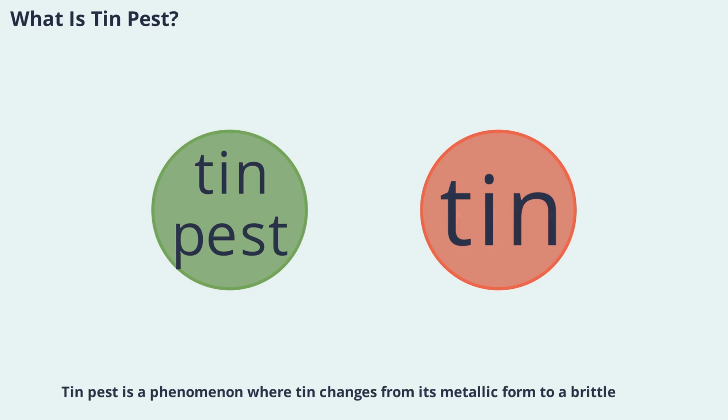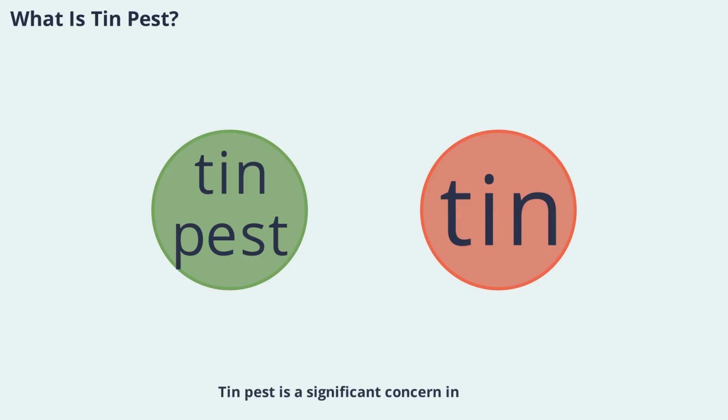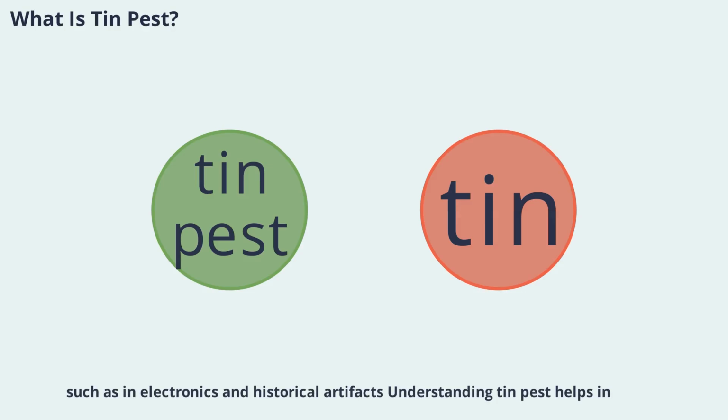Tin pest is a phenomenon where tin changes from its metallic form to a brittle non-metallic form at low temperatures. This transformation can cause tin objects to crumble and lose their structural integrity. Tin pest is a significant concern in applications where tin is exposed to cold environments, such as in electronics and historical artifacts. Understanding tin pest helps in developing better materials and preservation techniques.